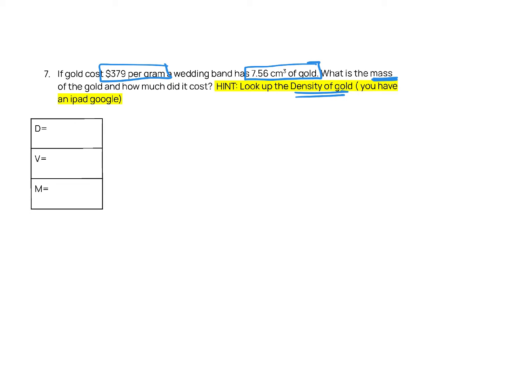So first thing, let's pick out some of the pieces of information we have. We do know the volume, and the volume is going to be 7.56 centimeters cubed. Remember, volume is length times width times height, so that's how we get centimeters cubed for this volume. If we were to use the displacement method, our volume would have been given to us in milliliters. So we need to calculate the mass of this gold and how much it cost.